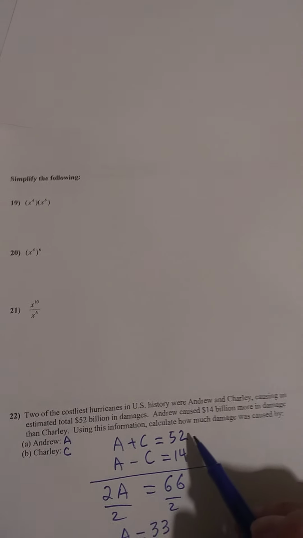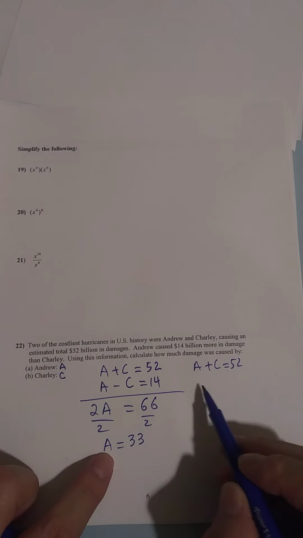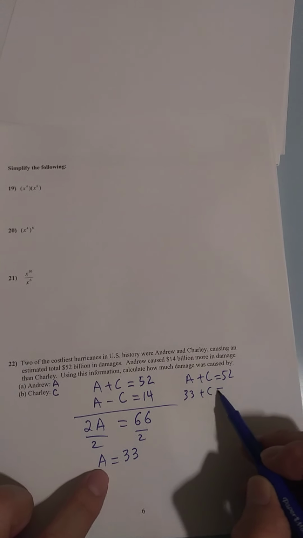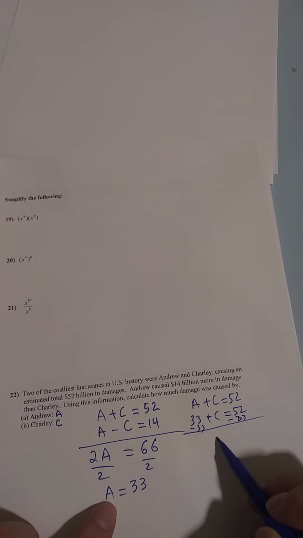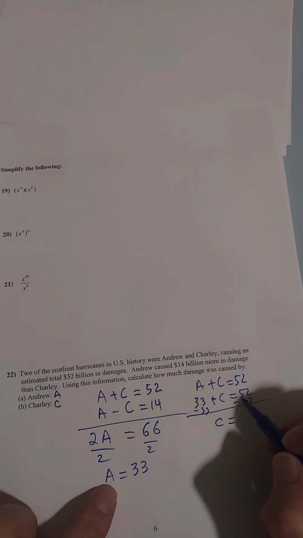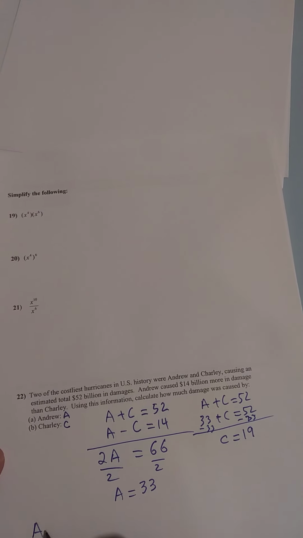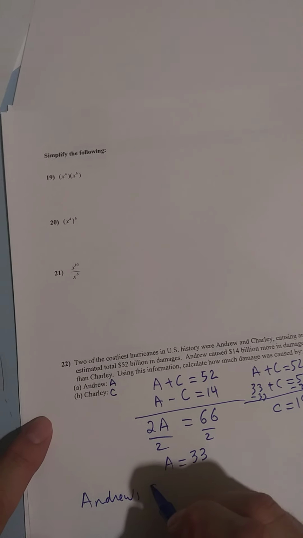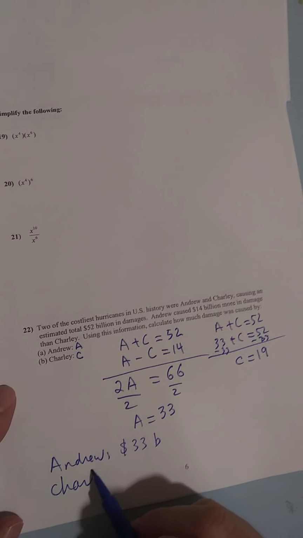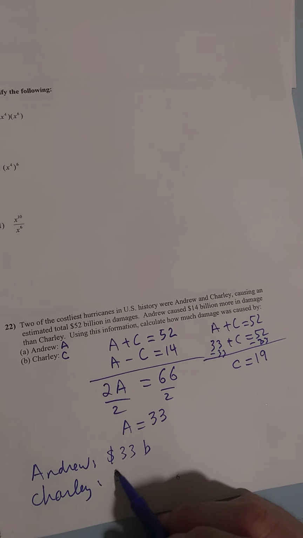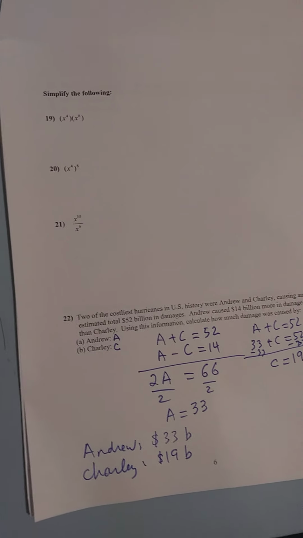Okay, put A back in one of these equations, like the first one. A plus C equals 52, but A is 33. So put 33 here. Subtract 33 from both sides. And that'll give you C equals 52 minus 33, which is 19. So Andrew caused $33 billion worth of damage. Charlie caused $19 billion of damage according to this information. And that completes the problem.